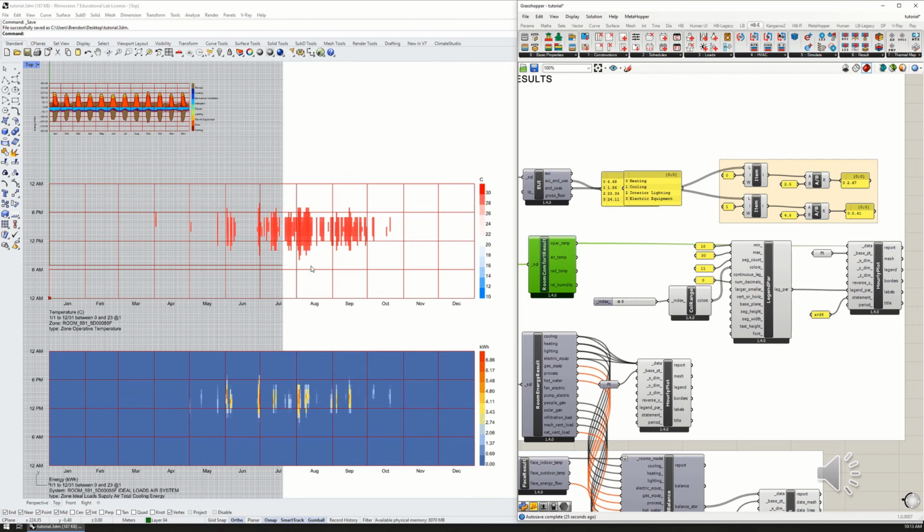In the next video, we're going to take a look at some increased ventilation measures that could potentially take care of this situation. See you then.